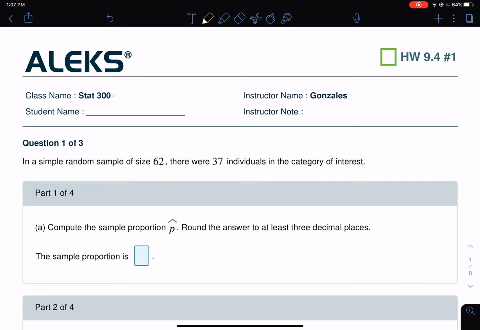Hello, Stats 300, and this is Professor Gonzalez, and I'm taking a look at homework problems on the assignment side of ALEKS, section 9.4, which is looking at the hypothesis test about a proportion. So I think we need to talk about proportions a little bit.